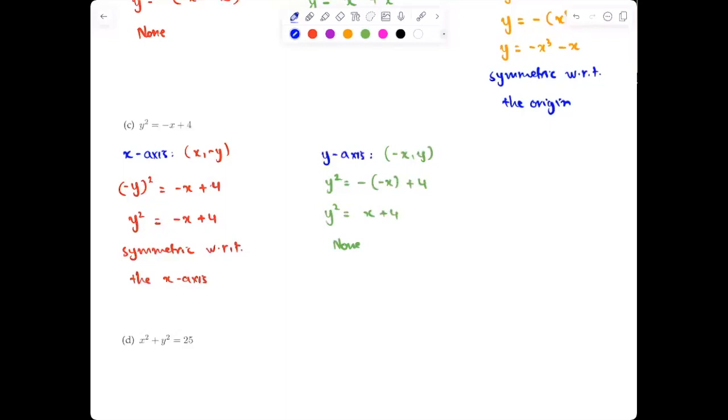And for the origin, you get the point negative x comma negative y. Again, you replace x by negative x and y by negative y, and you have negative y squared equal to minus negative x plus 4. So you get y squared equal to x plus 4. Again, this is different from the original equation, so there's no symmetry with respect to the origin.